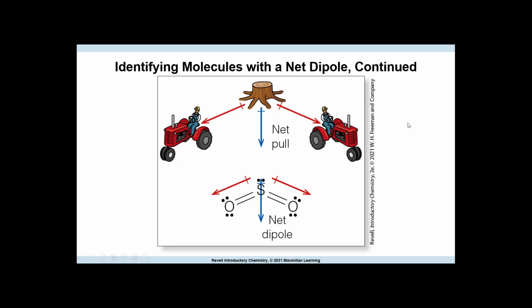So this is giving an idea, with the tractors, of what's happening with this molecule on the bottom. These are both pulling in separate directions, and it creates an imbalance. This is not balanced because there's more electronegativity on this side and partial positive on this side.